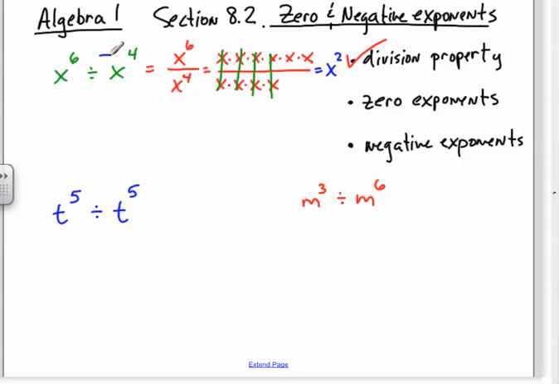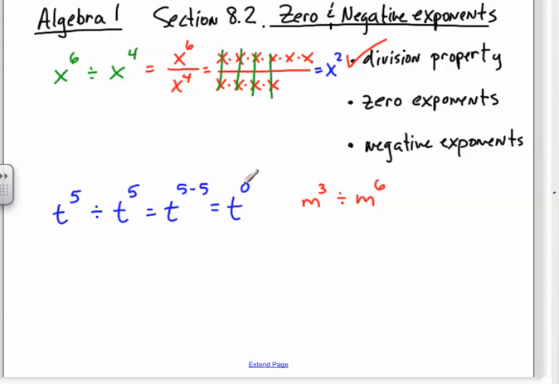Now that rule is going to apply in this next problem. If you look at the one below, t to the 5th divided by t to the 5th. The rule is still the same, right? If I subtract their exponents, that's going to be t to the 5 minus 5. That means I'm going to get t to the 0, but what does that mean?